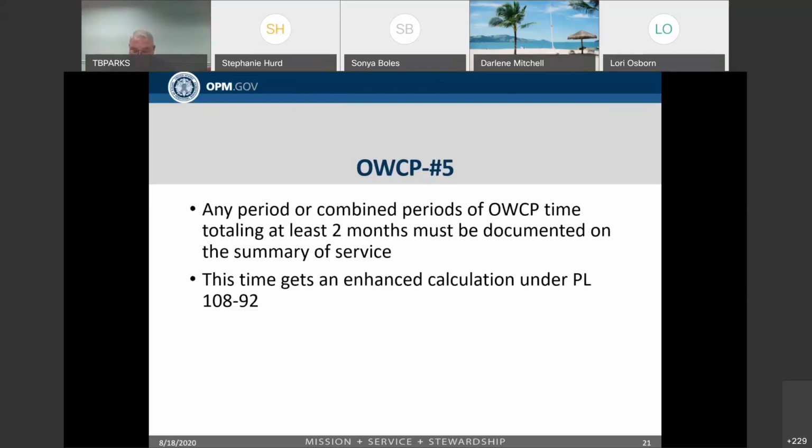If the employee was on OWCP qualifying for a combined qualifying period totaling at least 2 months, then the agency is required to document this time if it is under Public Law 108-92 per BAL 04-105. And the reason is because the person didn't get to contribute to Social Security or savings plan while they were on leave without pay due to receipt of workers' compensation. So they get an extra calculation for that time.